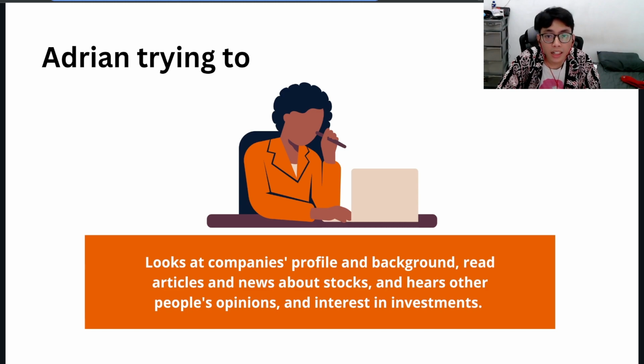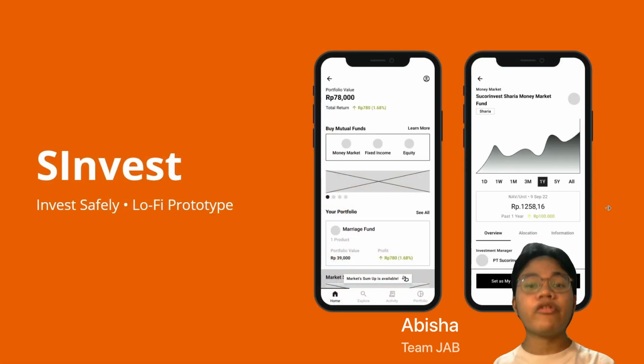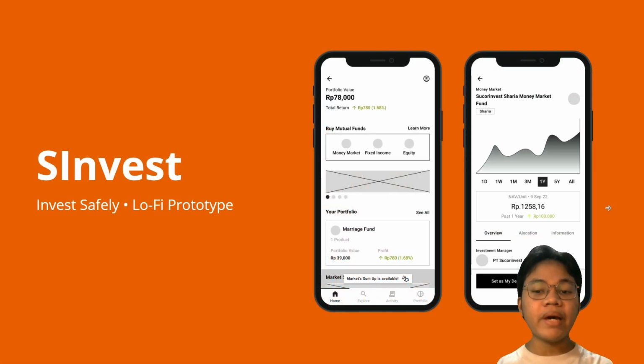Therefore, he tries to see the profile and background of the company, read articles and news about stocks, hear other people's opinions, and interest in investing in order to reduce the losses he experienced and learn from his previous mistakes. Therefore, we created SeaFast, a feature on SeaBank that behaves as a safe and educational investment platform solution, so that Adrian no longer needs to be afraid to invest because of the social impact.